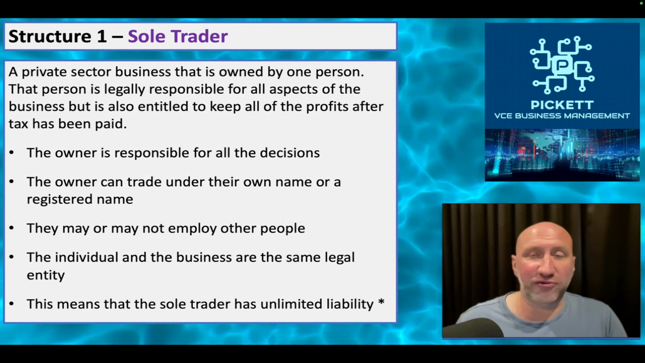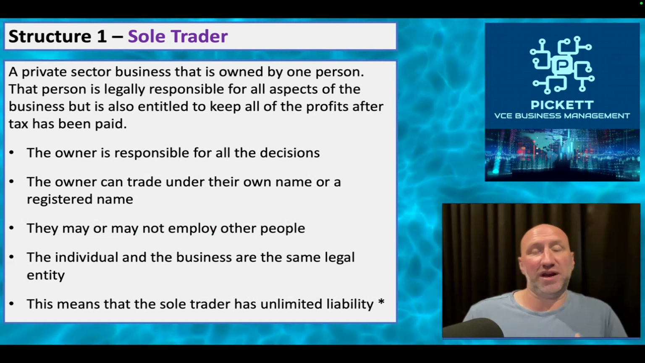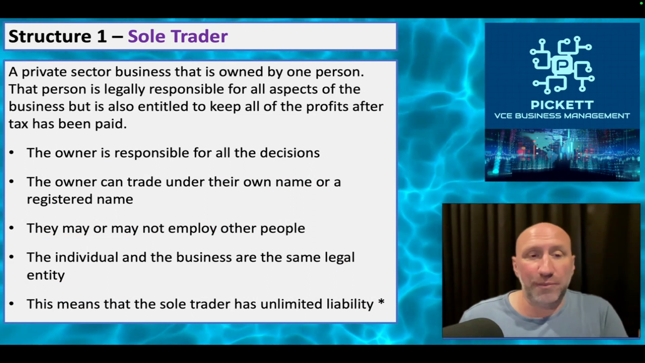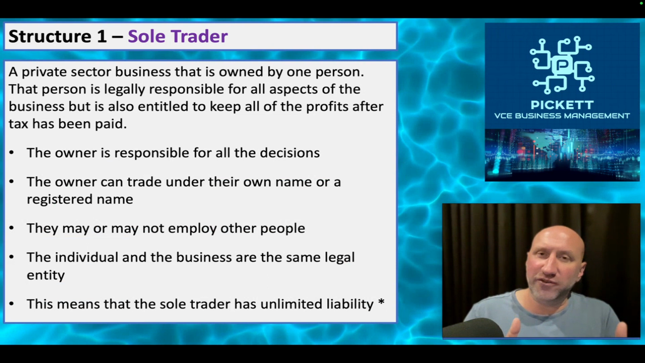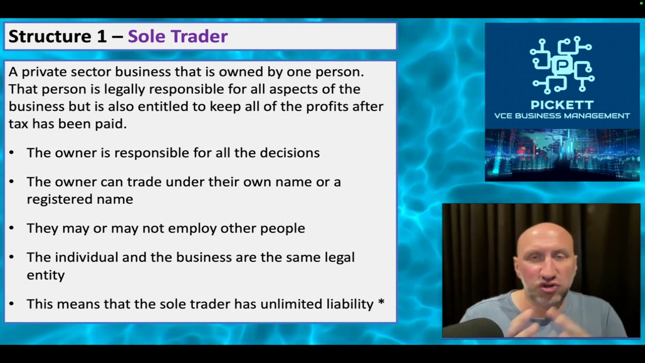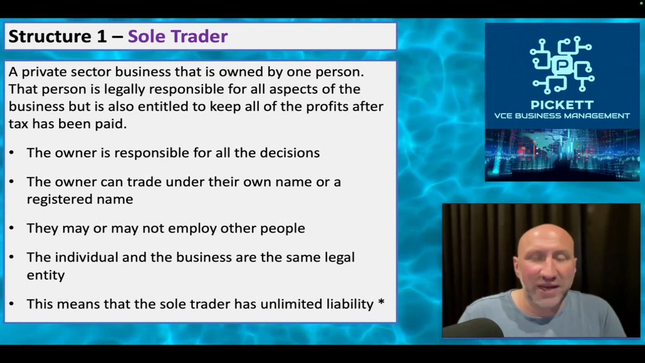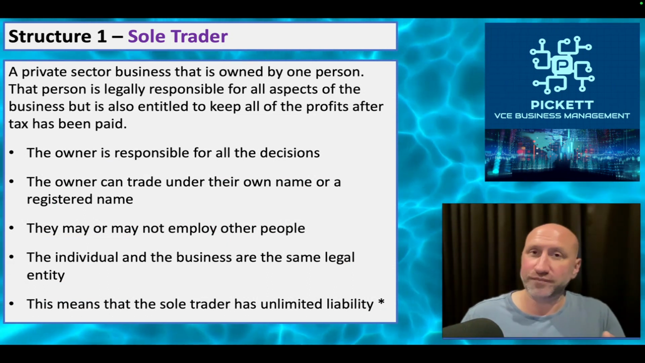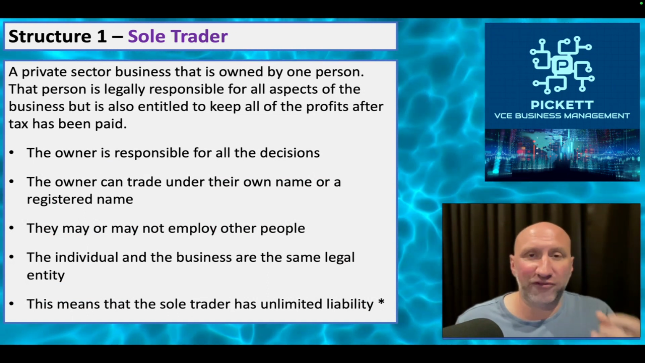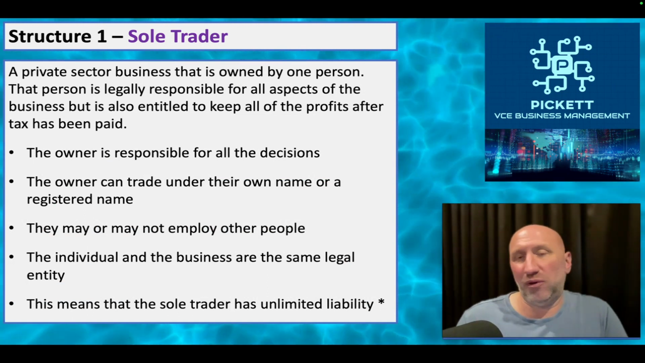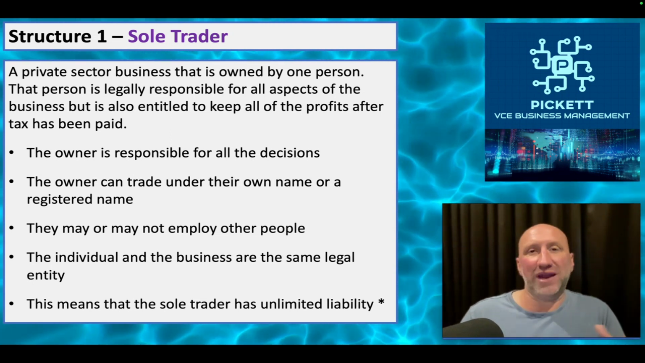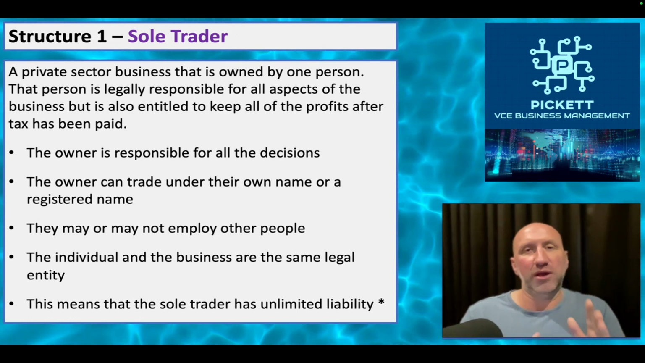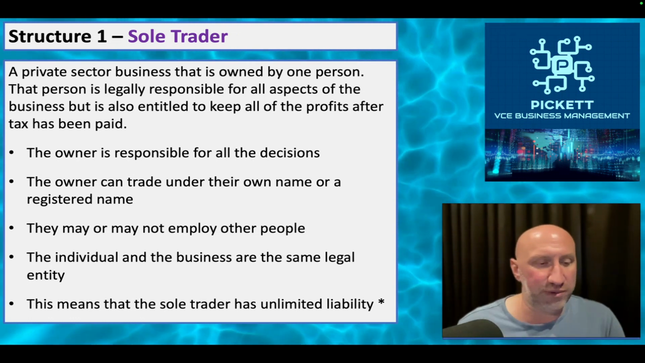The owner is responsible for all of the decisions that are made. They can trade under their own name or a registered name. They may or may not employ other people. So again, this sometimes causes confusion. Because the word sole trader is used, sole meaning one, it doesn't necessarily mean that you are actually working on your own. You can still employ people. The word sole refers to the ownership of the business. You could employ 1,000 people, but you could still operate as a sole trader. You probably wouldn't, to be fair, but the sole is the ownership, not being on your own in the business.